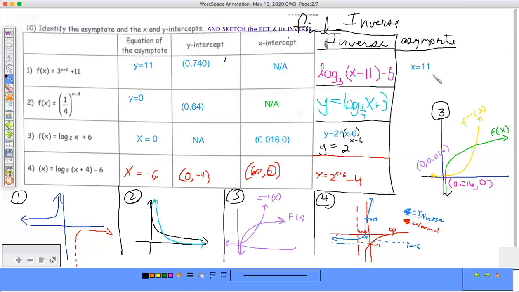So whoever did this one over here, log base 3, is it x equals 11 for this one? You guys had y equals 11 for this one, but is it x equals 11 for this one here? And if you have to go to Desmos right now and graph it, I don't know if I agree with that. I want to know what's the asymptote for this log function, what's the asymptote for this exponential function, and for this exponential function. So I don't know if I agree that that's x.